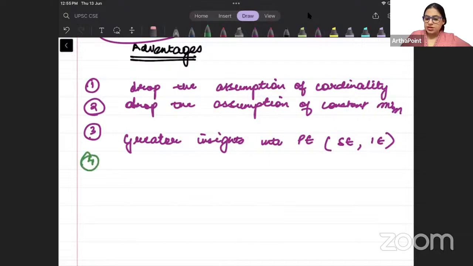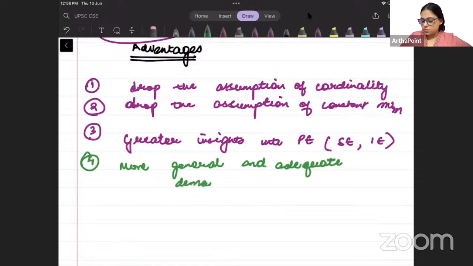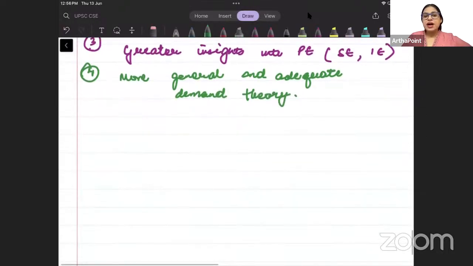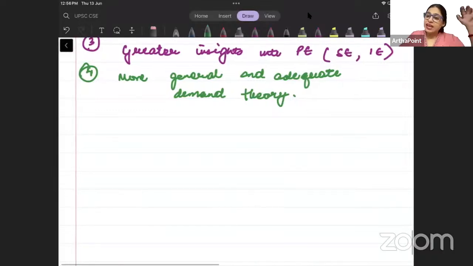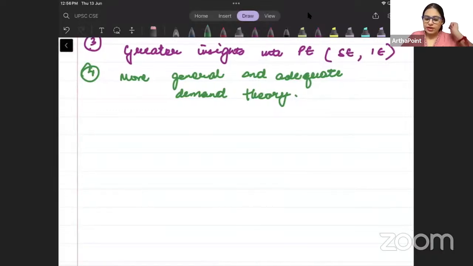Fourth is that it gives more general and adequate demand theory. So it is able to define demand in a better way than the cardinal utility was able to go ahead and define.